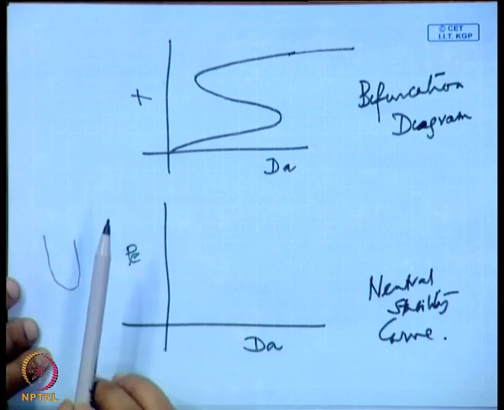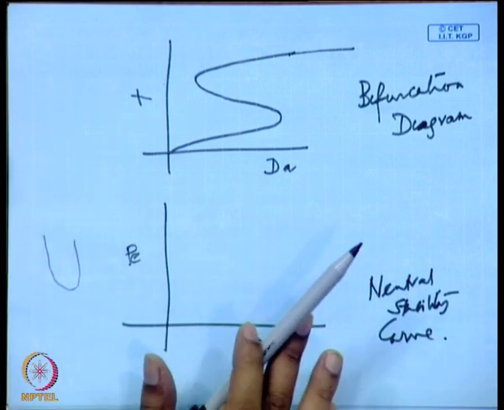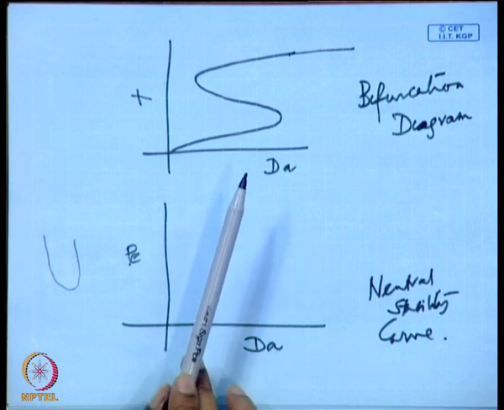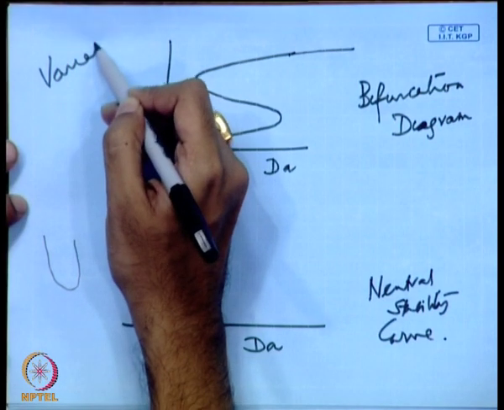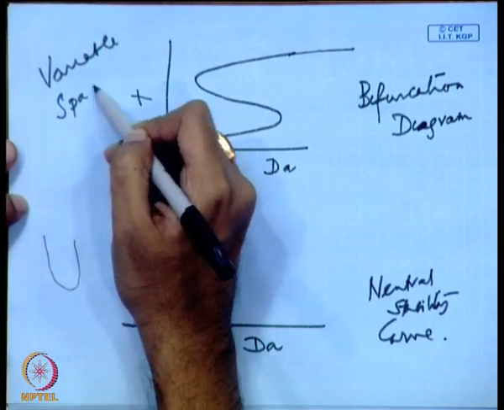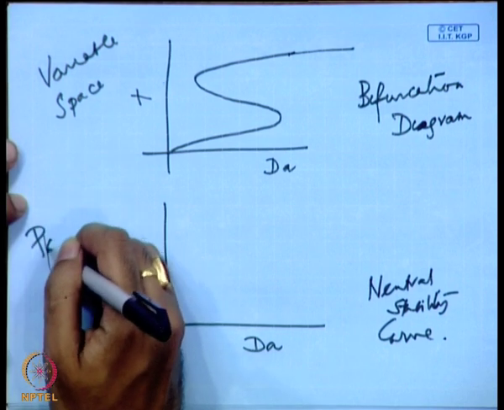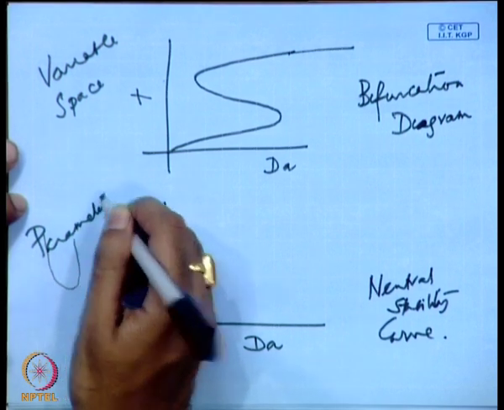Do you discern the difference in terms of the axis for the bifurcation and the neutral stability curve? The major difference is that the bifurcation curve is drawn in the variable space, the neutral stability curve is drawn in the parameter space. Okay. So, this is the variable space and this is drawn in the parameter space.